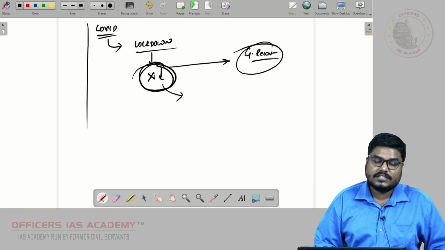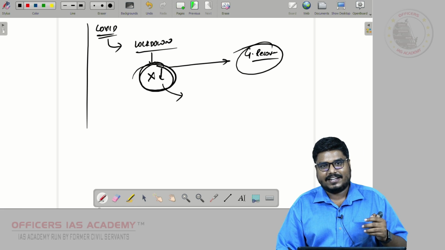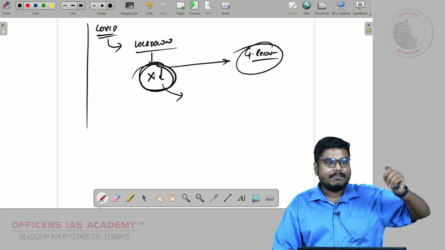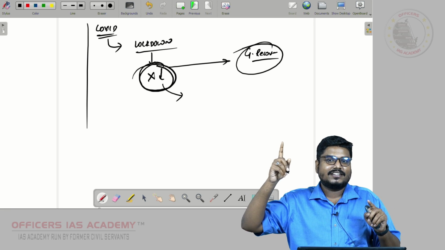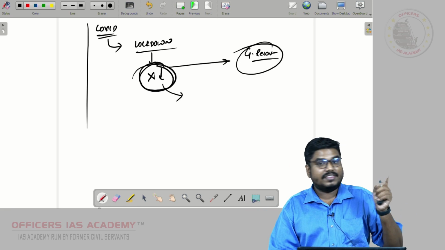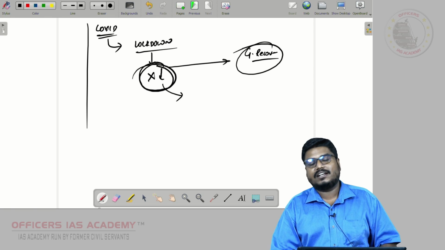But going by the trends of the developed countries, their emission pattern is not in tune with the demand of the Paris Agreement. So more responsibility is with the developed countries.